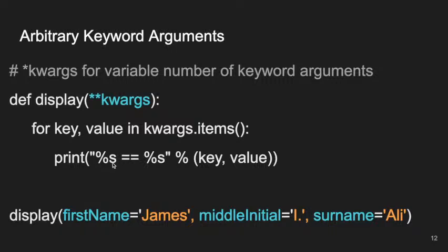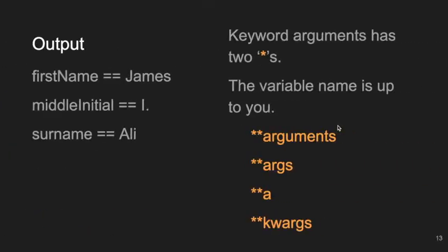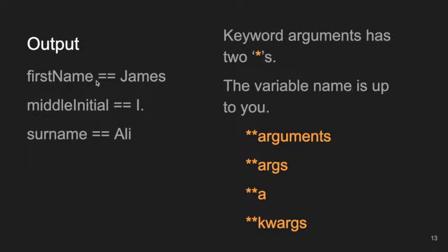You can see here that we have the %s. I'll explain what this operator does later, but what you just need to know is we're expecting a string here, and we get the string from this key and value which is assigned from the keywords.items. When you run this program, you will get this type of output: first name equals James, middle initial equals I, surname equals Ali.